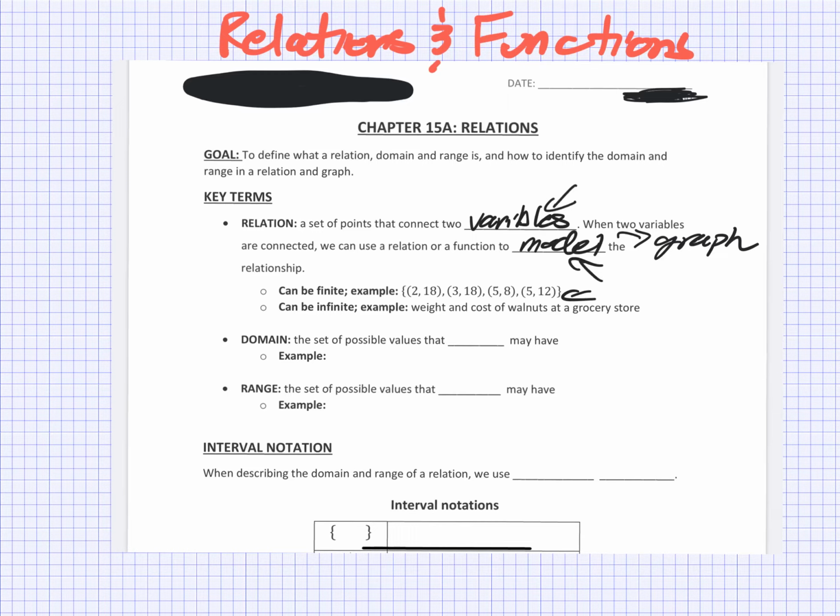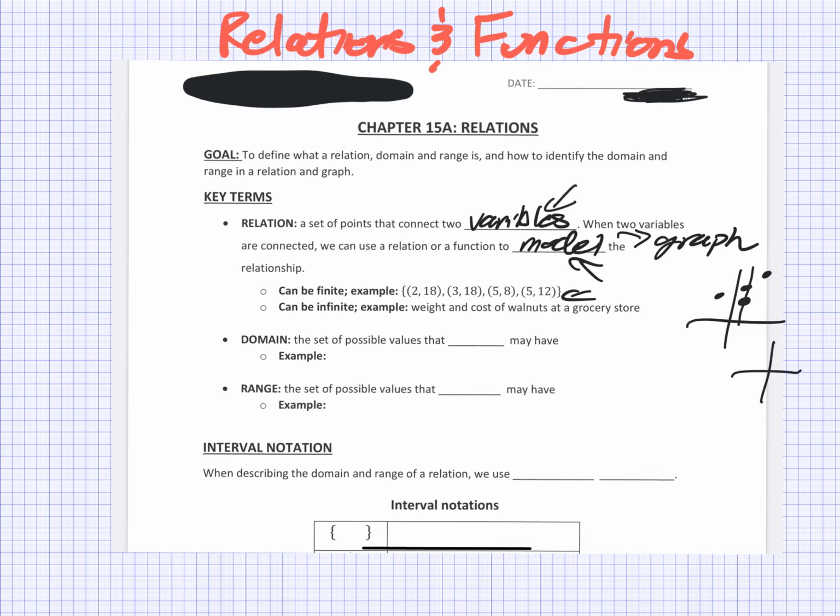The second thing they're trying to tell you here is that relationships and functions can be finite, and a finite function means there's a certain number of points. So if I have, for instance, just some coordinates, okay? Technically, this is a relation because it doesn't pass the vertical line test. But more importantly, what we're looking at here is that it's finite. There are only 4 coordinates here.